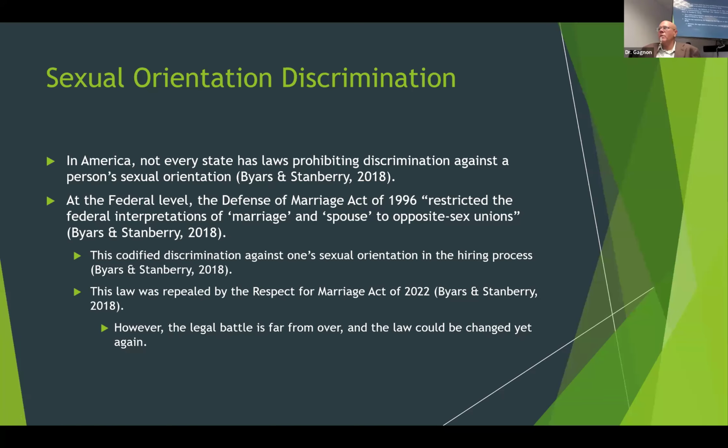Sexual orientation and discrimination in America. Not every state has laws prohibiting discrimination against a person's sexual orientation. At the federal level, the Defense of Marriage Act of 1996 restricted federal interpretations of marriage and spouse to opposite-sex unions only. This codified discrimination against one's sexual orientation in the hiring process. This law was repealed by the Respect for Marriage Act in 2020. However, the legal battle is far from over, and the law could be changed yet again.